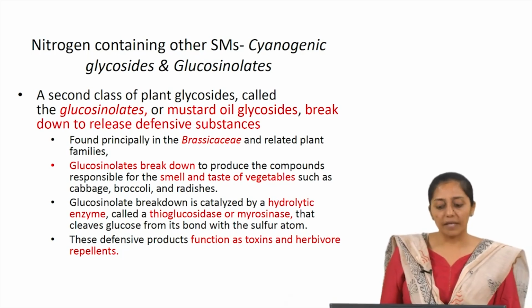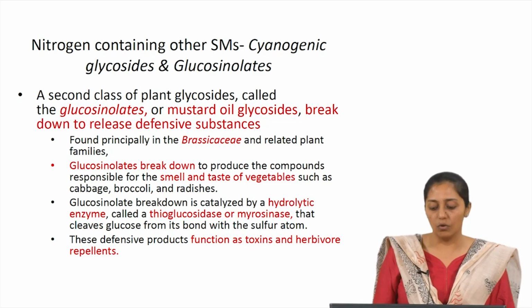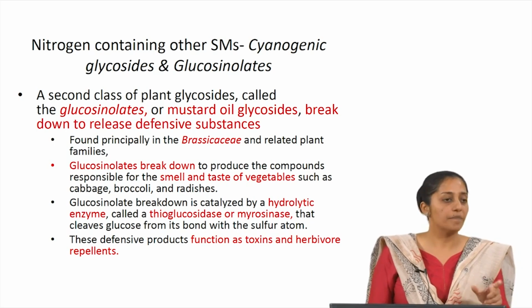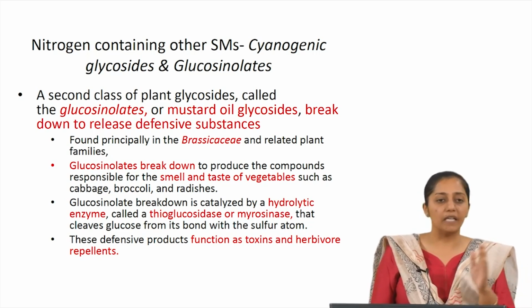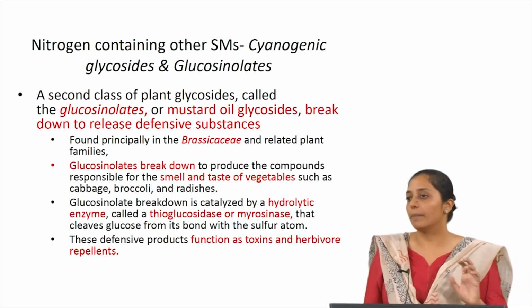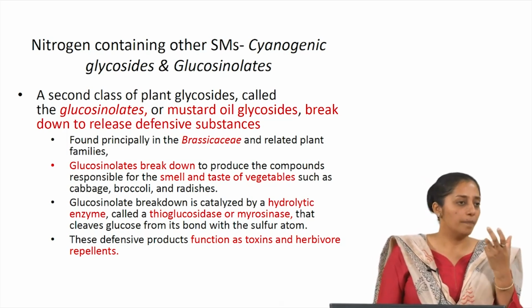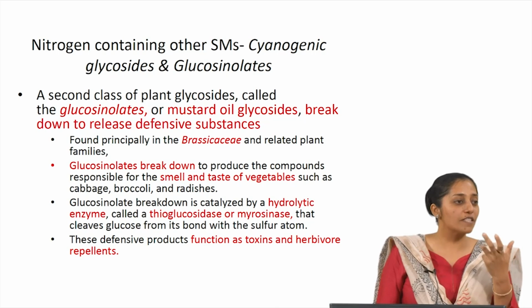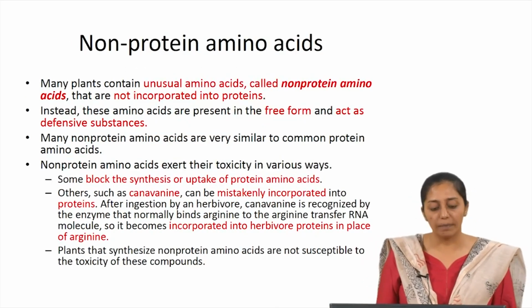So, glucosinolate breakdown is catalyzed by a hydrolytic enzyme, which is thioglucosidase or myrosinase, that cleaves glucose from its bond with the sulfur atom. So, it is generally present as conjugates. The conjugates may not be toxic, but the final breakdown may lead to the impactful compound. So, they generally lead to a bad or strong smell and taste in the fruits or in the plant parts.